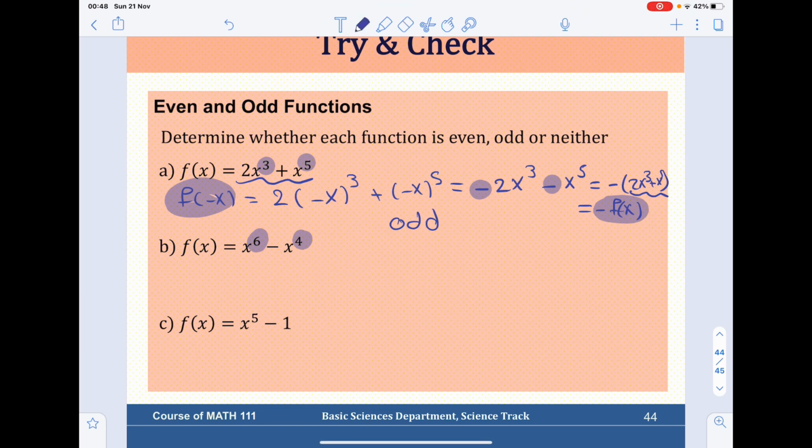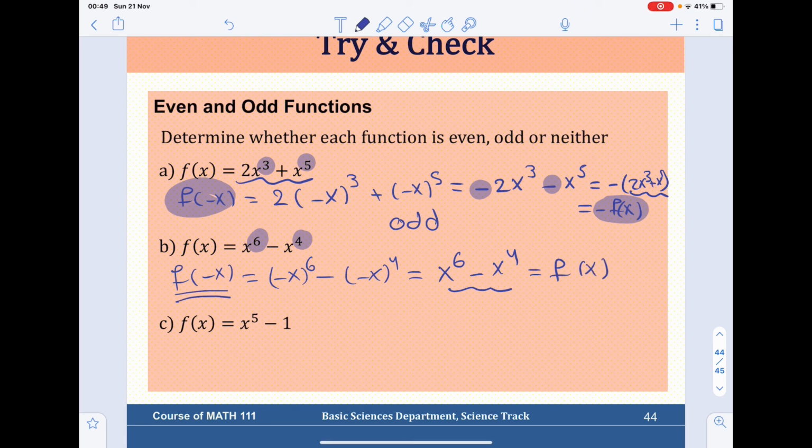And also we can find out f of negative x by replacing each x with negative x. So this is negative x to the power 4, and since the powers that I have here are even, the negative will be cancelled. So I'm going to be left with x to the power 6 minus x to the power 4, and this is just like the original f of x. So I start with f of negative x and I found out that this equals f of x. So the function is even.